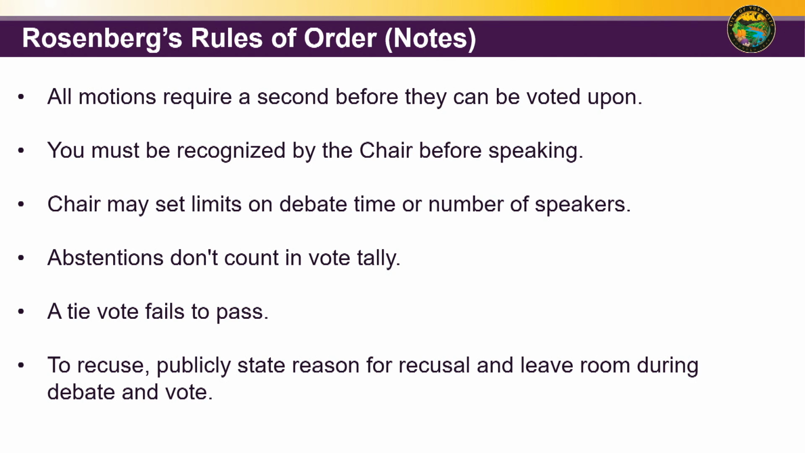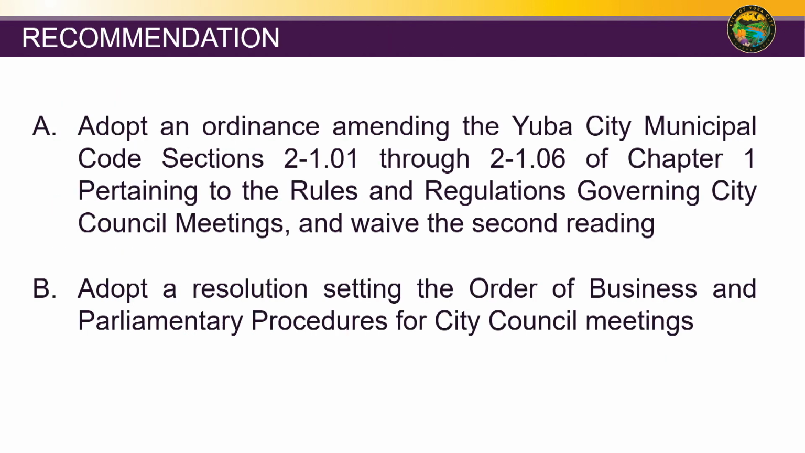So what I'm asking is to adopt an ordinance amending the Yuba City Municipal Code sections 2.01 through 2.06 of Chapter 1 pertaining to rules and regulations governing city council meetings, and waive the second reading, and also to adopt a resolution setting the order of business and parliamentary procedures for city council meetings. I'm happy to answer any questions.